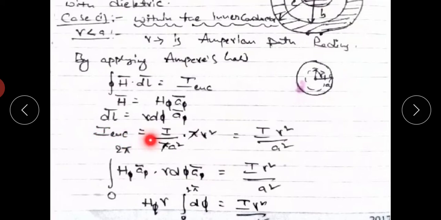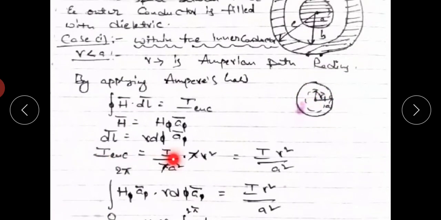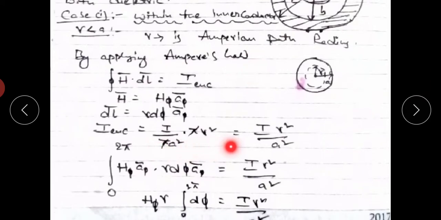Next, I enclosed, the current enclosed by the Ampere path. The inner conductor total current equals I, and the inner conductor radius equals a. First find the current per unit area. The circle area is pi a squared. So I enclosed equals I by pi a squared, the current per unit area, into the Ampere path area pi r squared. Finally, the current enclosed by the Ampere path equals I r squared by a squared.